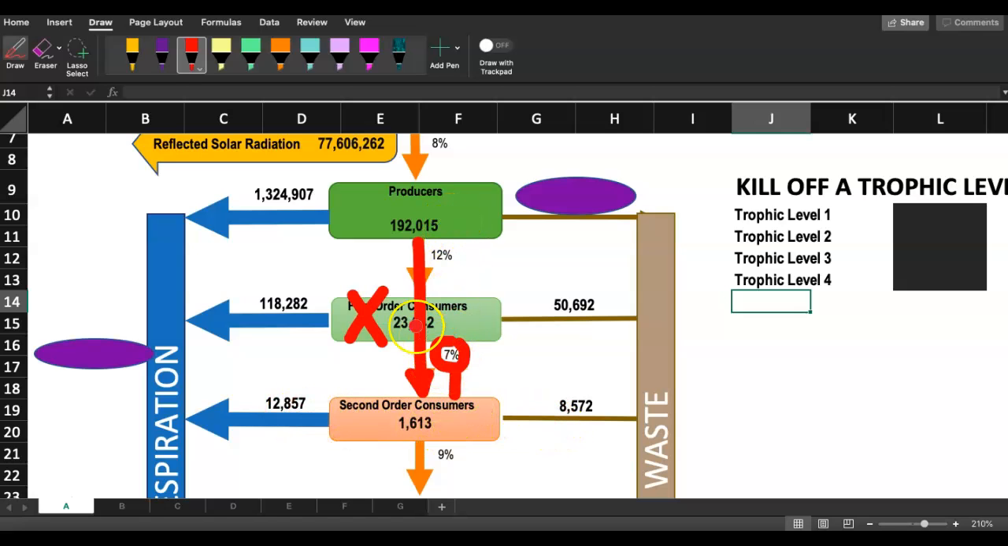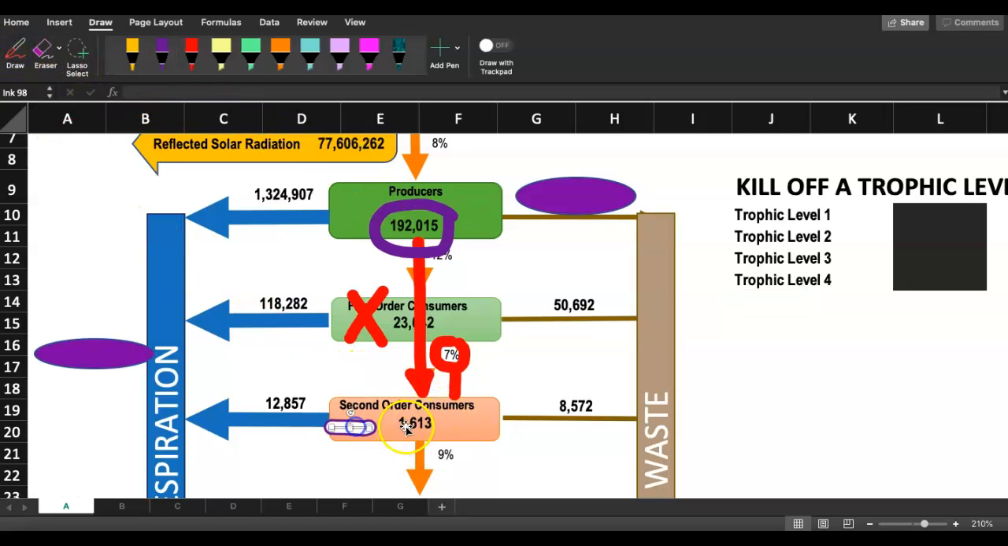So in this case, instead of eating these guys, they're now going to be eating, I might start with a different color here, these guys here. So they're now going to get 7% of 192,015, and that's going to then go into their tissues. So that number will change. So I know 10% is going to be 19,201. So it's going to be less than 19,000. I haven't got a calculator with me, but you need to work that out, and then you can check your answer. And I'll show you how. So you work it out, and then you check your answer.